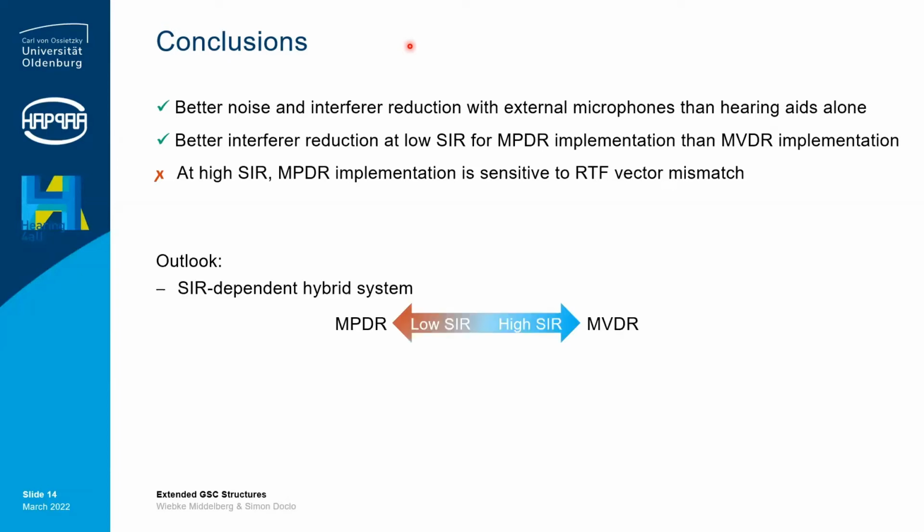So what we would like to consider as an outlook is an SIR dependent system where at low signal to interferer ratios, we would like to use an MPDR implementation such that we actually cancel the interfering speaker. However, at high signal to interferer ratios, we would like to benefit from the robustness of an MVDR implementation.